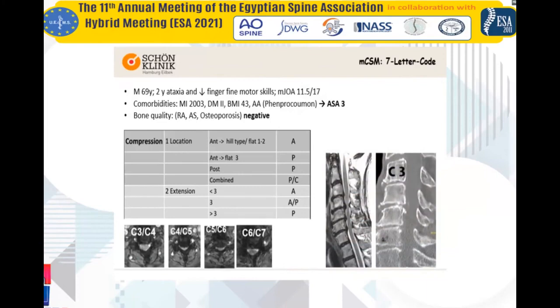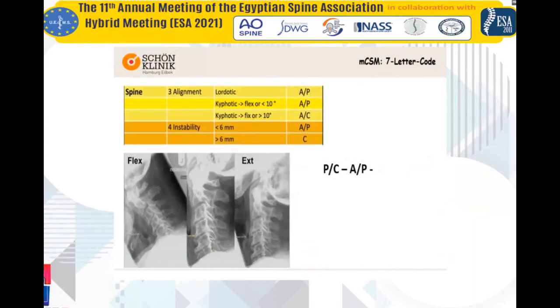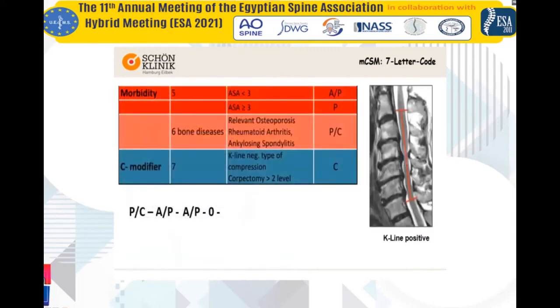The compression is combined from anterior and posterior, so that gives it a PC. And then we have an extension of 3 levels, so there's AP from an F for an anterior or posterior. When we look at the X-rays, we see it's almost straight. So there we have AP for a kyphotic or straight alignment, and we have no signs of instability. So for instability, we have an A.